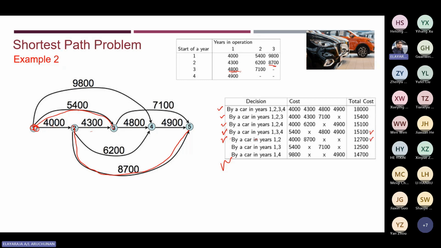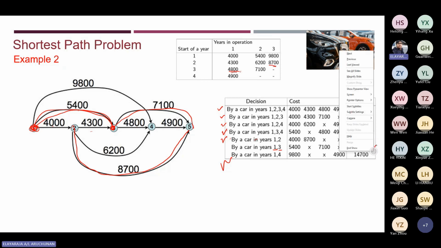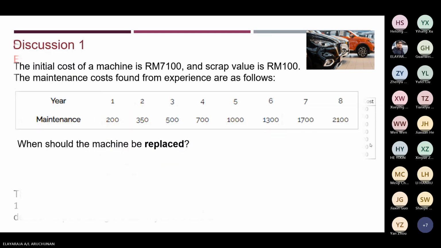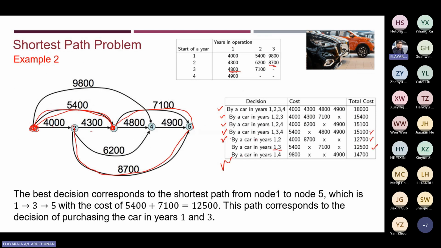Now look at the next option. You buy a car in year 1 and 3. First year you buy the car and keep it until year 3, which is about 5,400. Then you make another purchase, but decide to keep the car until the end of year 4, which is 7,100. Add them together, you get 12,500. And the last option, same thing: you buy a car in year 1 and keep it up to year 4, which already costs about 9,800 in operational cost, and then you buy another new car at 4,900. That is 14,700 altogether.